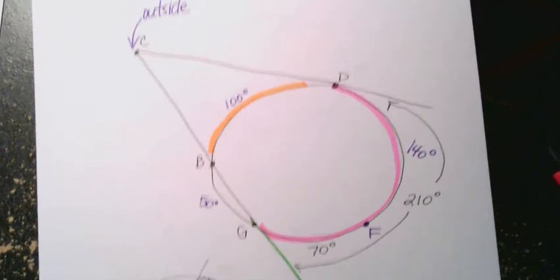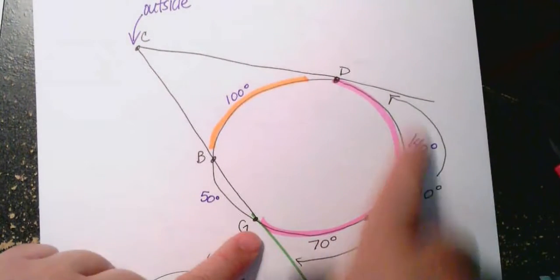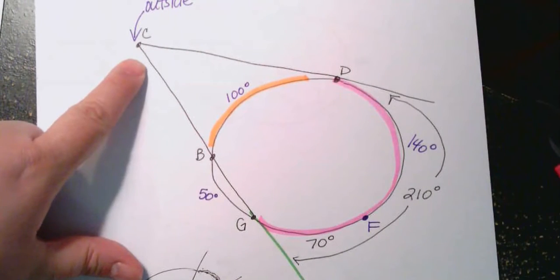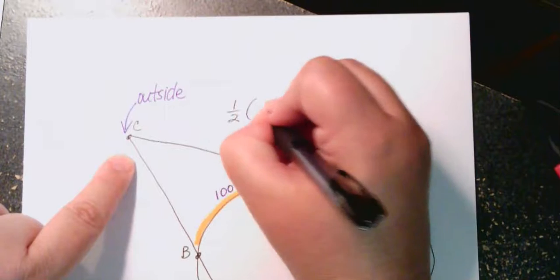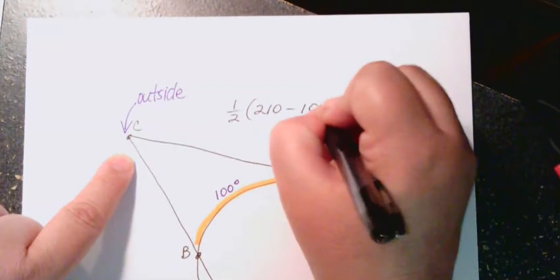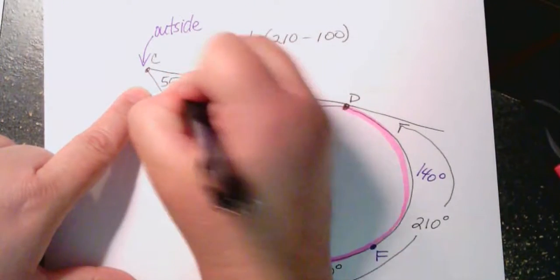Now I'm going to do 1/2 of the bigger arc minus the smaller arc, which gives me the angle. So that's 1/2 of 210 minus 100. 210 minus 100 is 110, and half of that is 55. So now I know angle C.